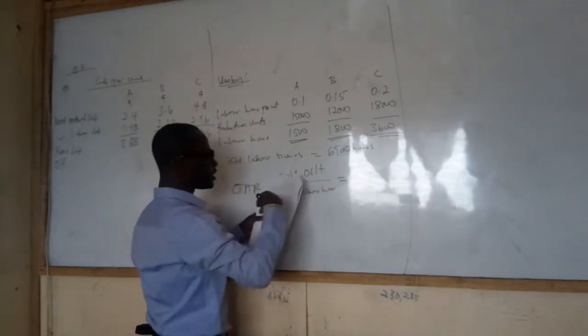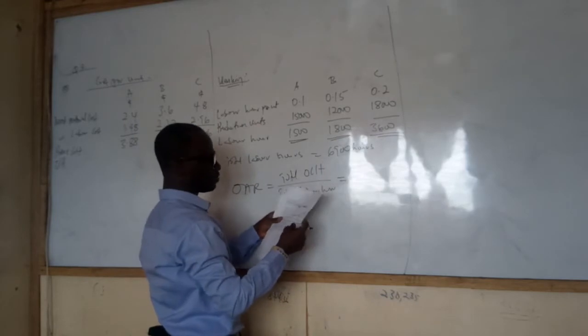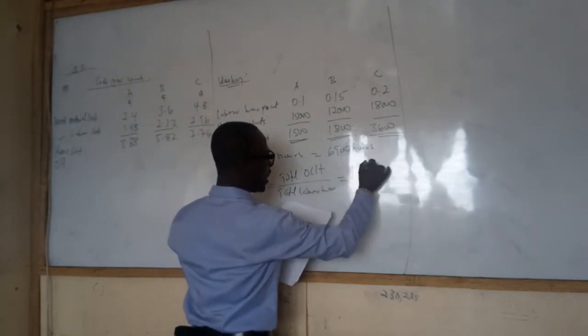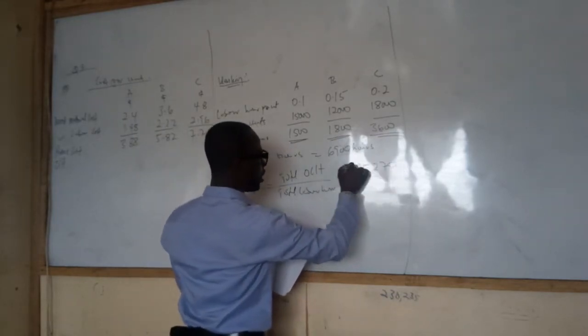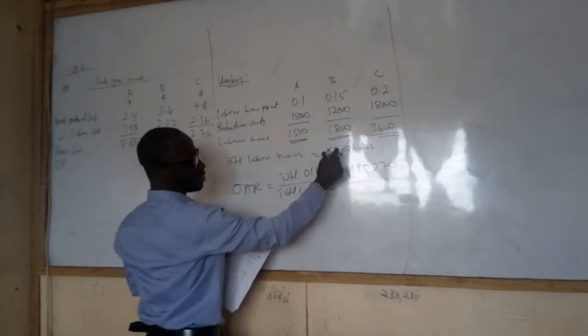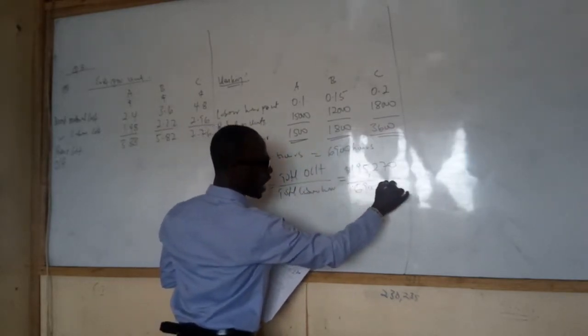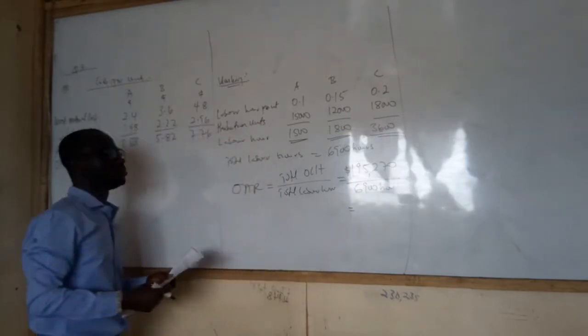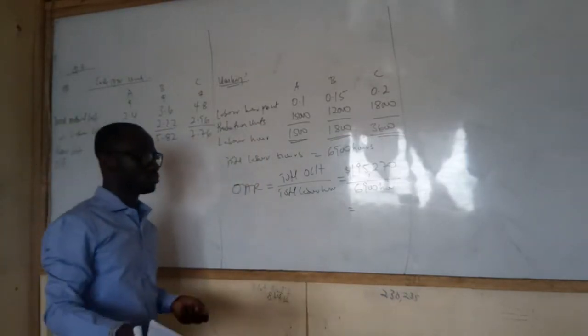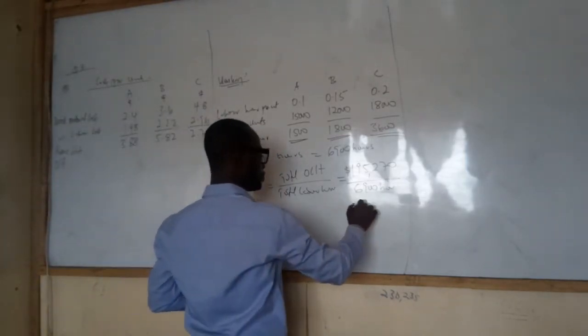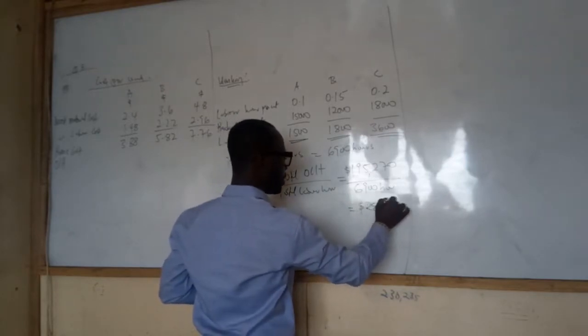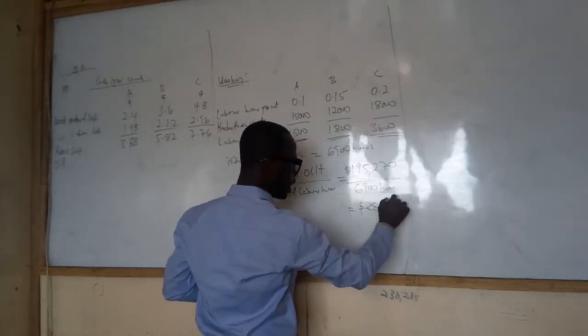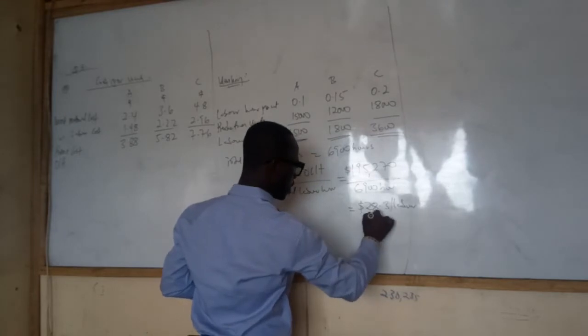So the total overheads, now we'll calculate here. I'll say again: $195,270 divided by 6,900 hours. What do I have? $28.3 per labor hour.